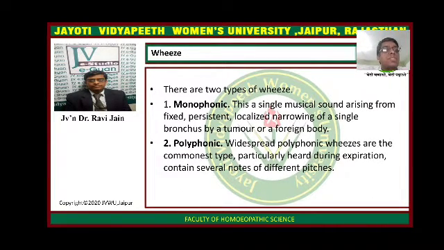Now we come to the types of wheezes. There are basically two types. Number one is monophonic: a single musical sound arising from the fixed, persistent, localized narrowing of a single bronchus by a tumor or a foreign body. Polyphonic wheezes are widespread and the commonest type, particularly heard during expiration. They contain several notes of different pitches, therefore they are known as polyphonic. Monophonic means a single musical sound; polyphonic means many sounds at a particular time due to different pitches.